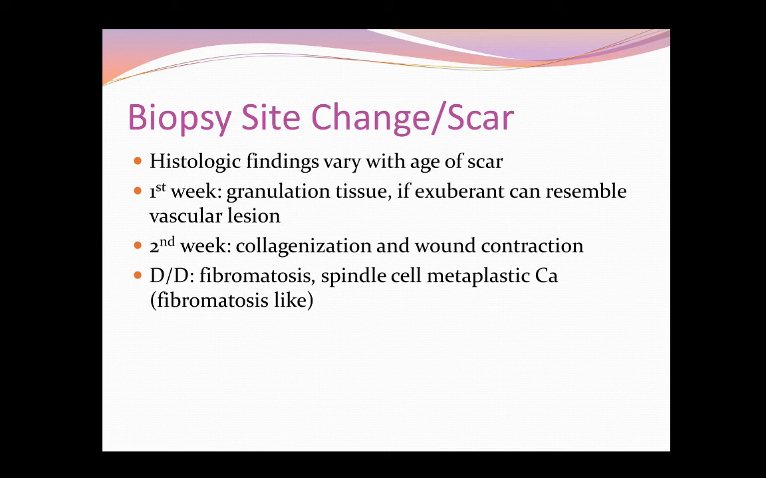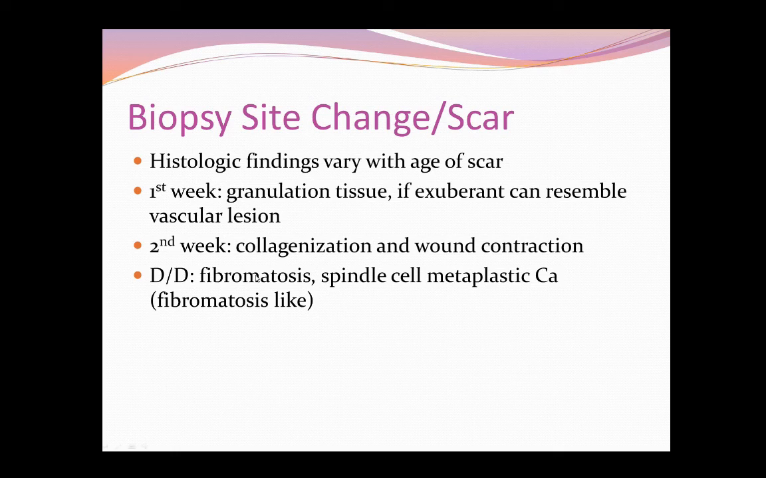The next is biopsy site change or scar. So this can be a differential in a lot of the things which are low grade. The histological findings vary with the age of the scar. The first week usually there is more of a granulation tissue, and if it's very exuberant it can be confused with a vascular lesion. In the second week there is more deposition of collagen and the wound contracts, and it looks more like a fibrosis scar.